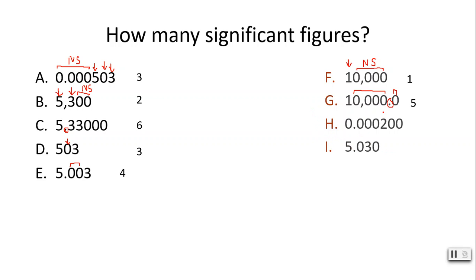Looking at H, we have the non-zero 2. We have these 2 zeros that are trailing zeros after the decimal point. And then so the first 2 and then the last 2 zeros would be significant. The remaining zeros, those are the zeros that fall to the left of the first non-zero number. So they would not be significant. So letter H has a total of 3 significant figures, and I has a total of 4 significant figures.